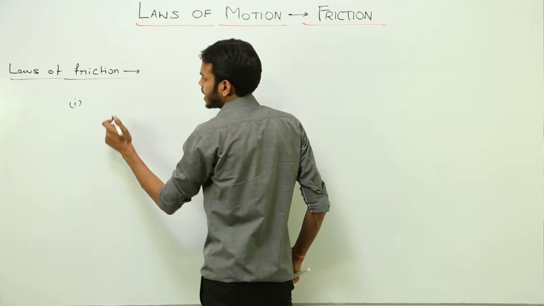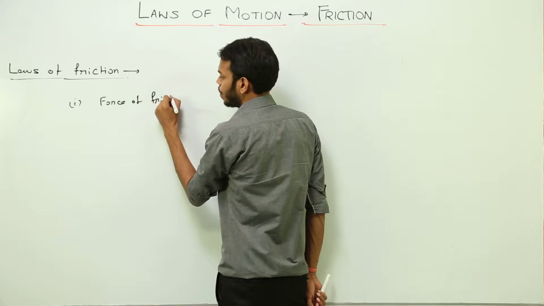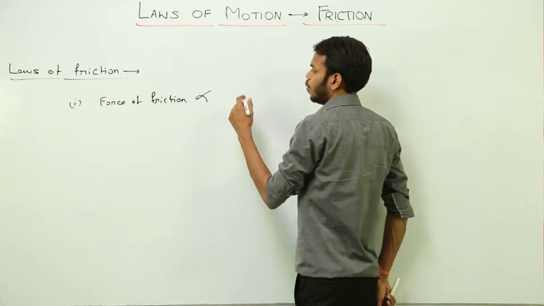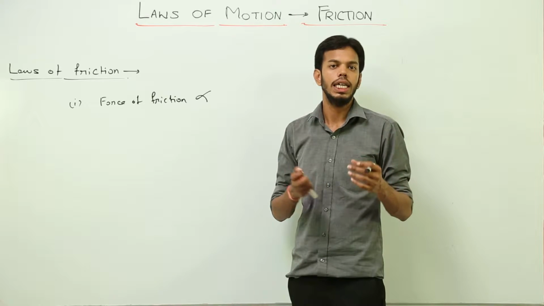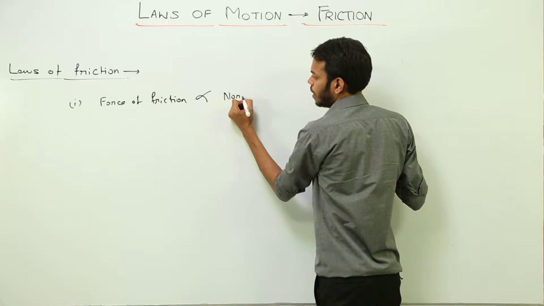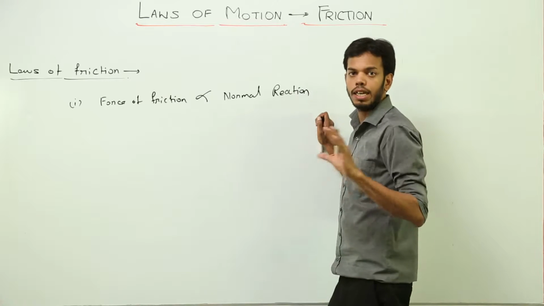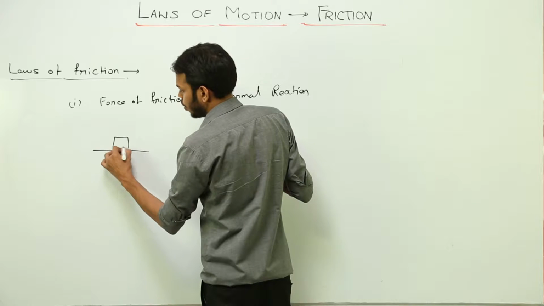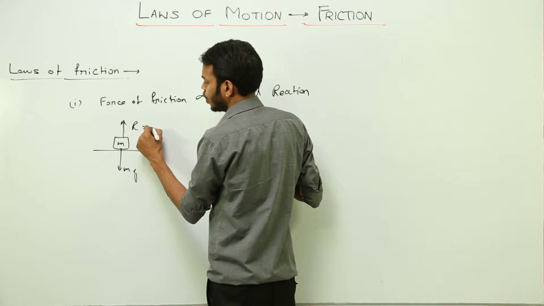The first law states that the force of friction is directly proportional to the normal reaction. Whatever force of friction is applicable between two bodies, when one of the bodies is moving over another body, the force of friction is directly proportional to the normal reaction. Now what is normal reaction? Its value depends on the situation and the body. For example, in this case, suppose this is a body of mass m, the weight is mg, so the normal reaction R would also be equal to mg.